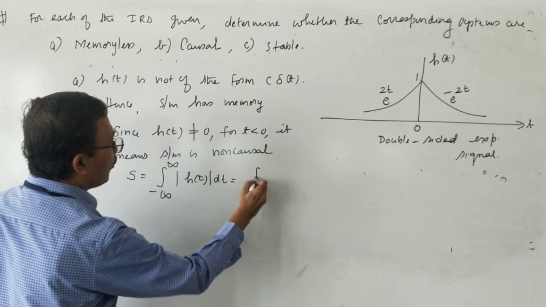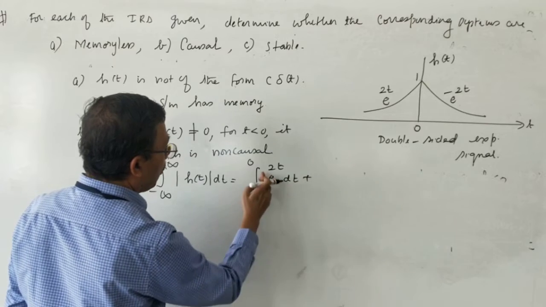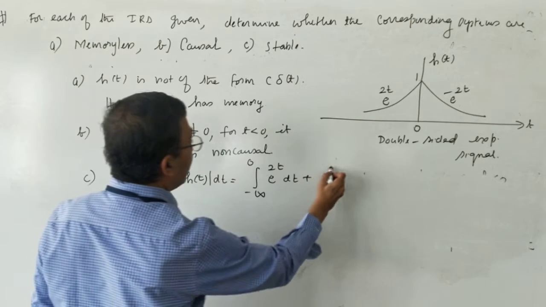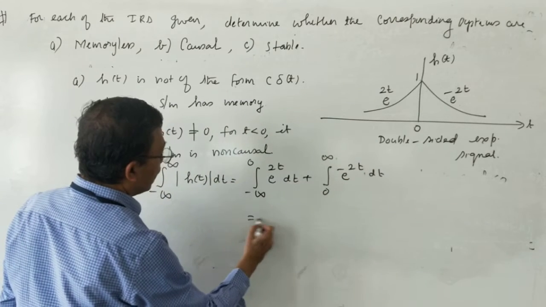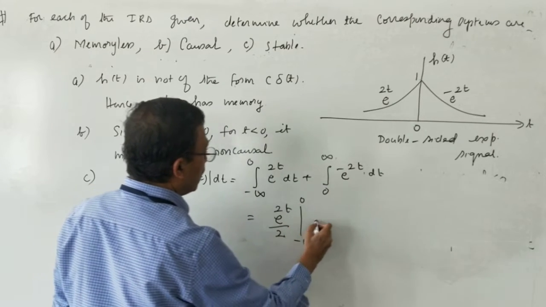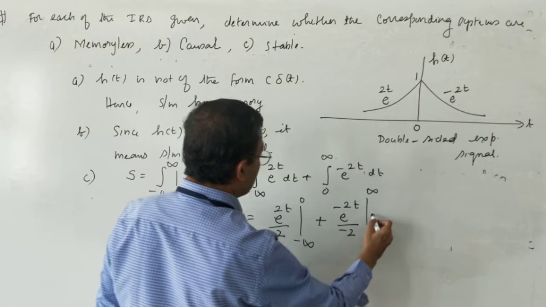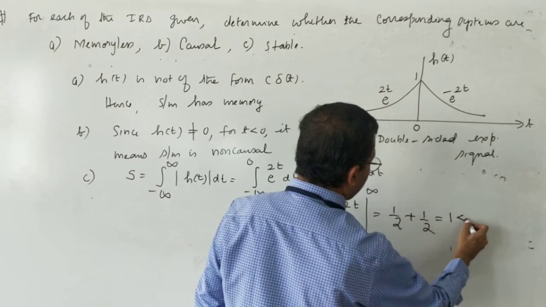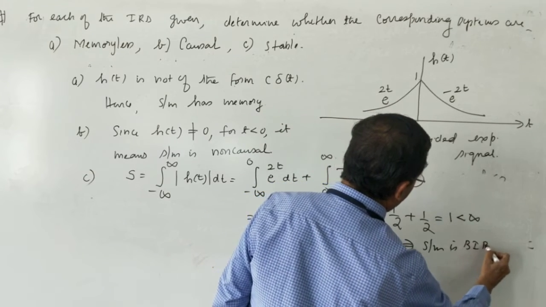So, what is this integration from minus infinity to 0 e to the power 2t dt? I am not putting modulus because modulus of a positive number is number itself. Plus integration 0 to infinity e to the power minus 2t dt. You get e to the power 2t divided by 2 with the limits minus infinity to 0 plus e to the power minus 2t by minus 2 with the limits 0 and infinity. So you get what? Half plus half. E power minus infinity is 0, equal to 1. This is less than infinity. This implies system is BIBO stable.